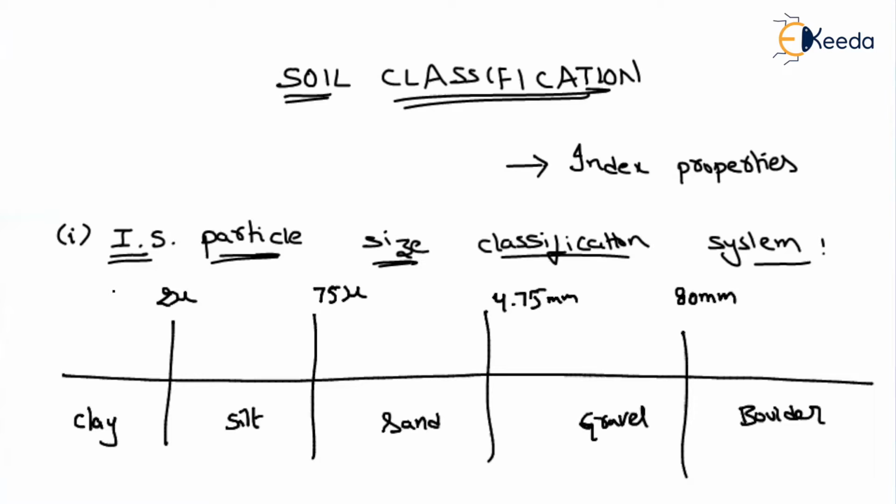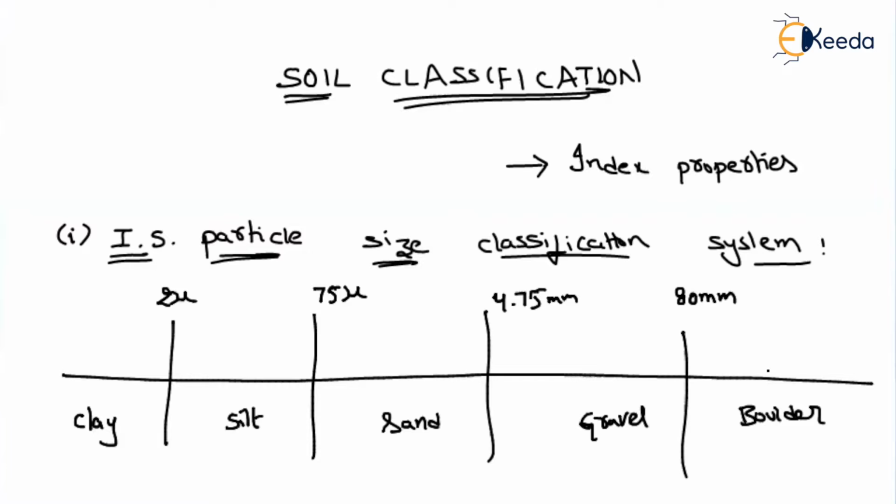This clay and silt are not visible to our eyes. They are very small particles. So according to the size of the system, we will take a sieve analysis and pass the soil through, and depending upon the soil retained on them, we will classify it as one of these. The important thing here is the sizes of the gravel, sand, silt and clay.